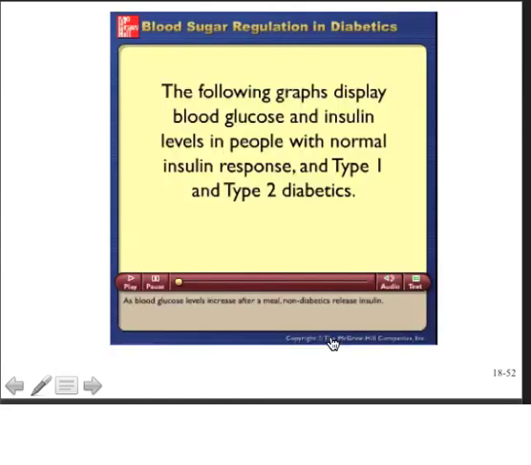This is just a little video showing you how blood sugar regulation in diabetics initially is in an uncontrolled state and how we manage it medically.